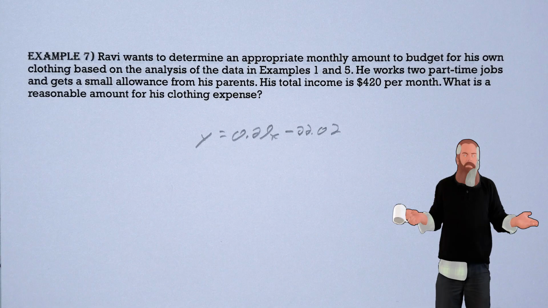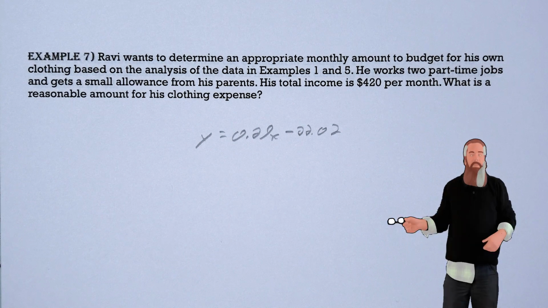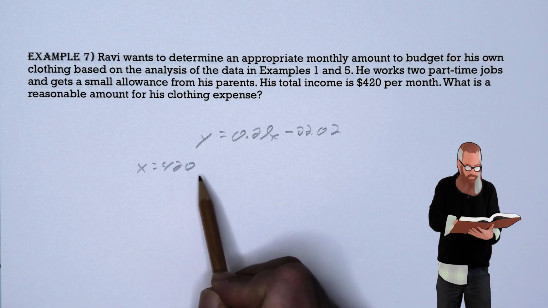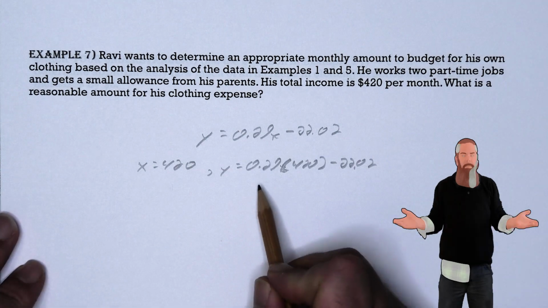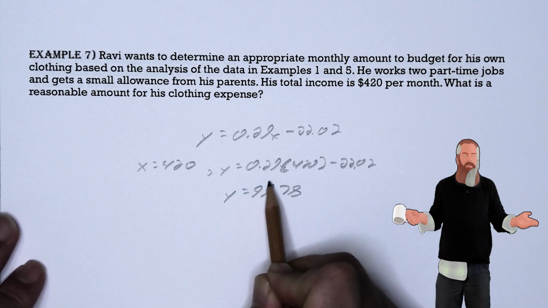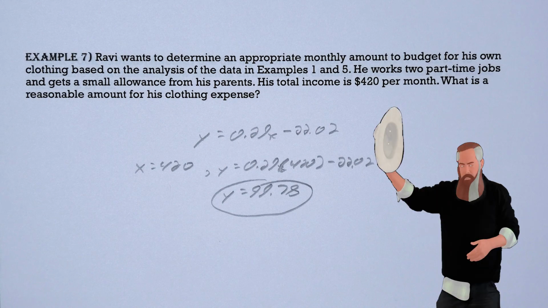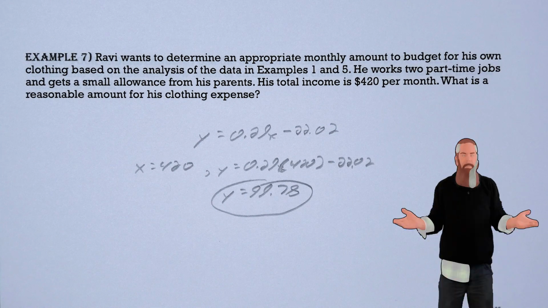The linear regression equation tells Ravi the approximate monthly clothing expense given a specific monthly income. Substitute 420 for x into the equation and compute y, the clothing expense he should budget for. So we're going to get y is $99.78. Based on the data collected, it would be reasonable to assume an expense of about $100 a month. This is an example of extrapolation, because 420 was not between the low and high x values of the original domain.